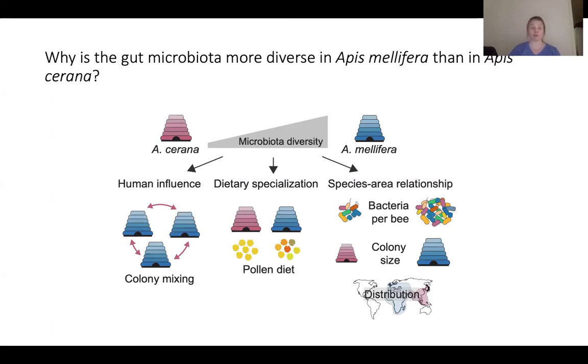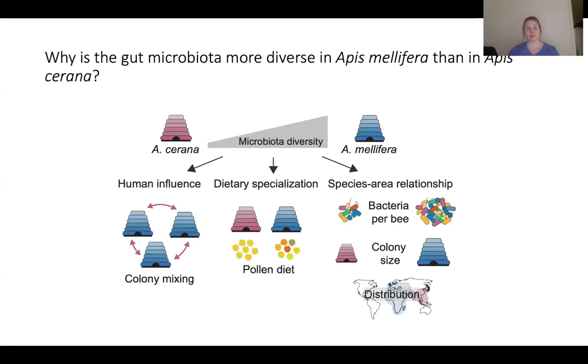So one thing we were wondering about is to what extent we as humans may have had an impact on the pattern. Because Apis mellifera is a honeybee that has been transported around the world by humans for many hundreds of years. And maybe in addition to mixing the honeybees, we have also had a mixing of the gut microbiota. And that could, in turn, increase the diversity that we see within colonies.